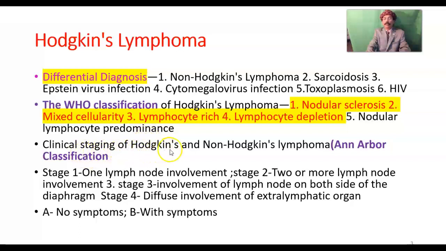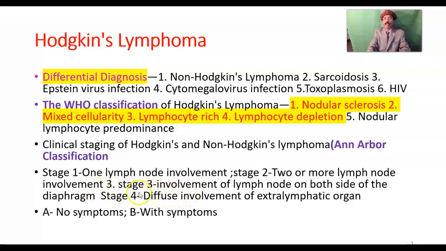Clinical staging of Hodgkin's and non-Hodgkin's lymphoma is by the Ann Arbor classification. Stage 1: one lymph node involvement. There may be no extralymphatic organ involvement, or maybe one organ involvement. Stage 2: two or more lymph node involvement, there may be localized involvement of an extralymphatic organ.